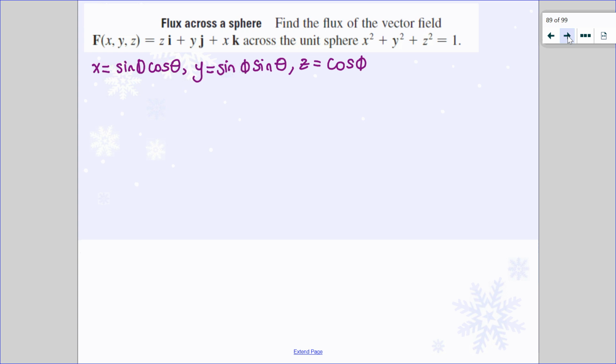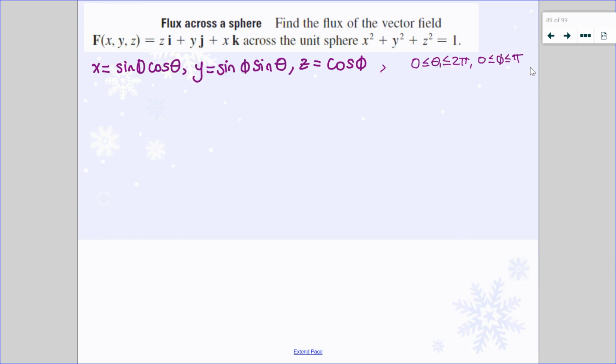sphere. Also, because it is the entire sphere and not like a hemisphere or a quarter sphere or them saying it's the first octant, we can set theta between 0 and 2 pi. And phi between 0 and pi. Questions so far?